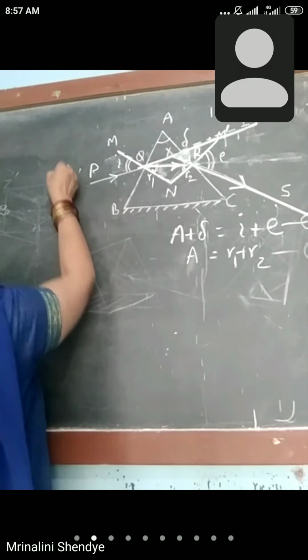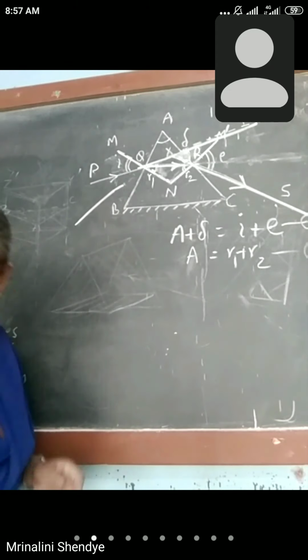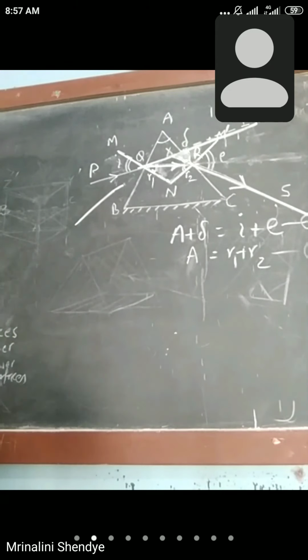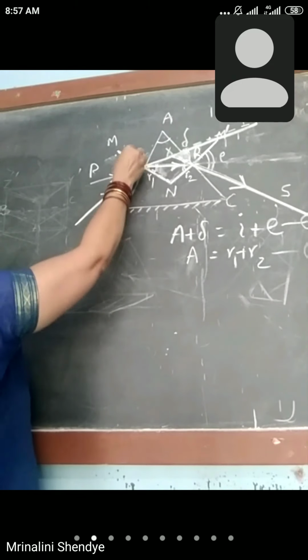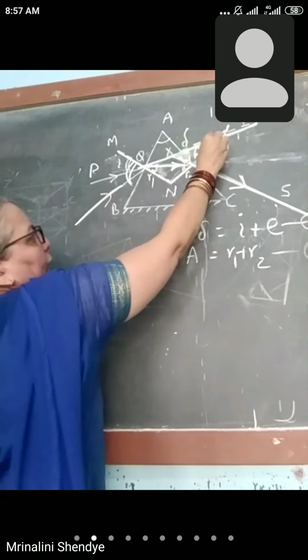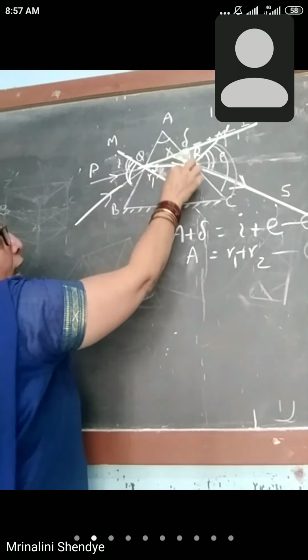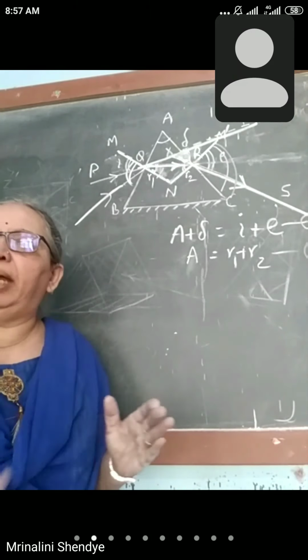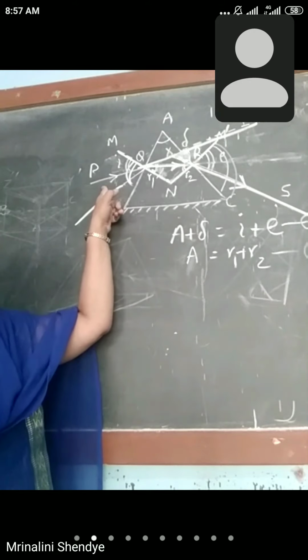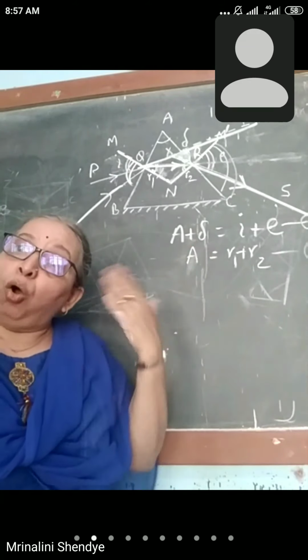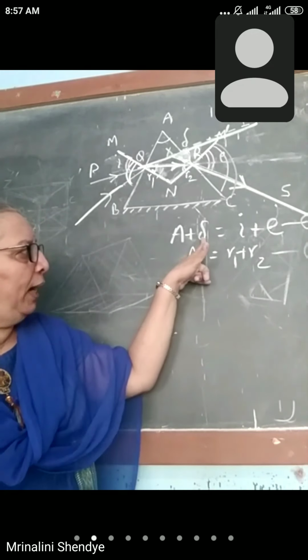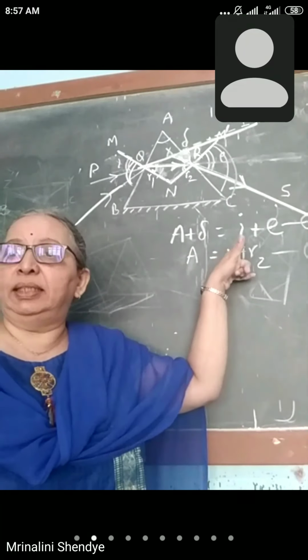Now I changed the angle of incidence. If I make it I2, then the value of E becomes E2, and the values of R1 and R2 also change. So if I is changed, the value of E and hence delta also changes. So delta depends on the angle of incidence I.